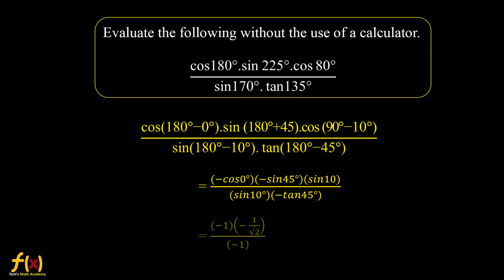Now we have to substitute the special angle values. What is cos 0? 1. So we get minus 1. Sine 45 is 1 over root 2, so minus 1 over root 2. In the denominator we have minus tan 45, that is minus 1. Simplifying, we get the final answer, a beautiful answer: minus 1 over root 2.